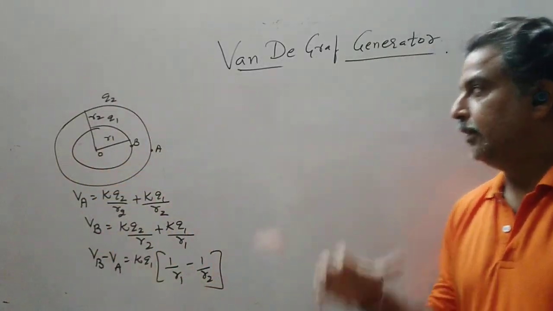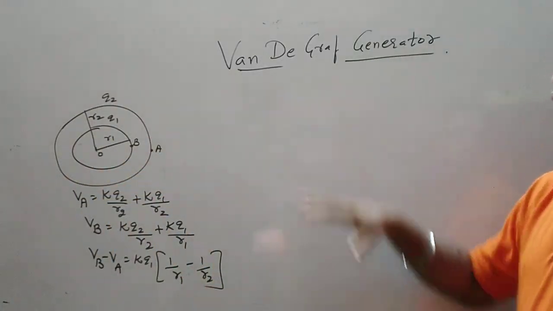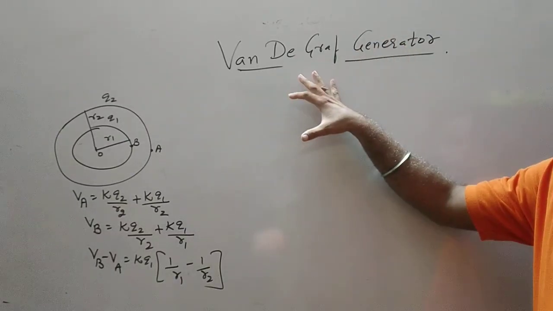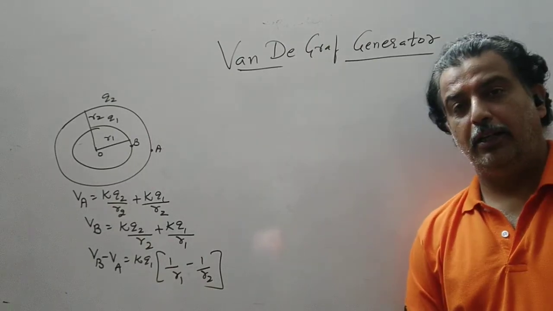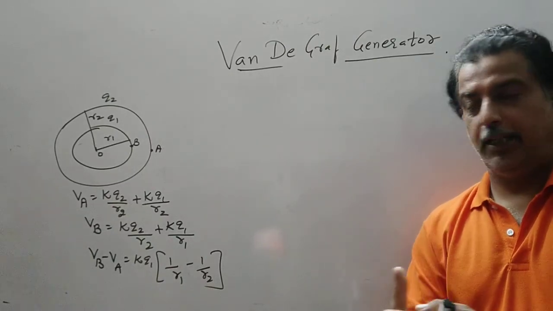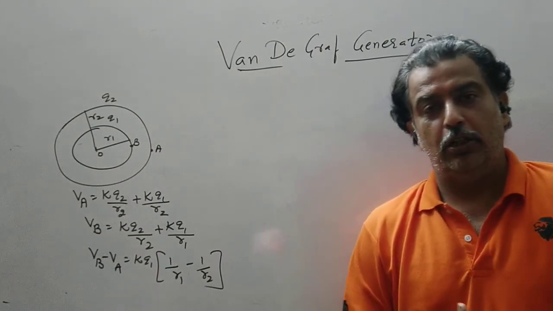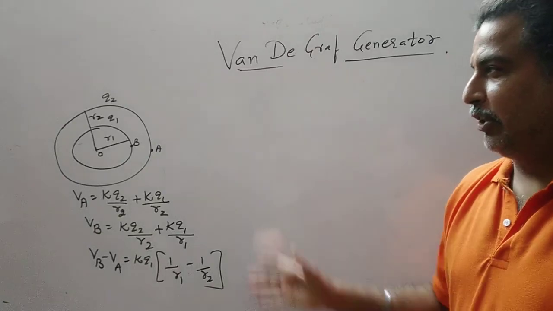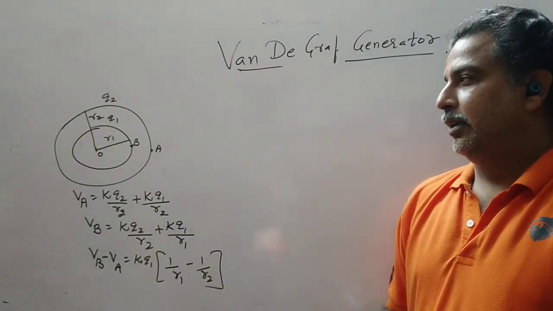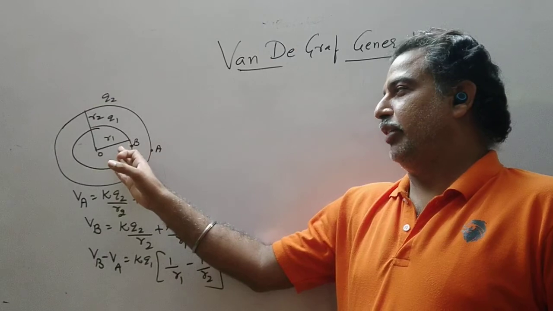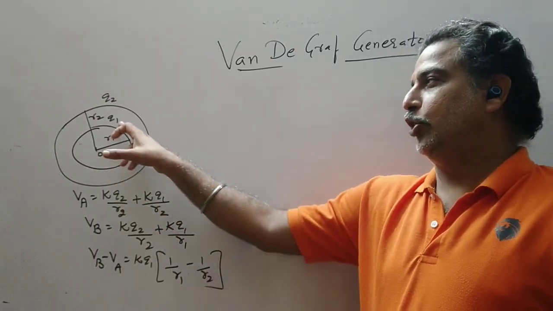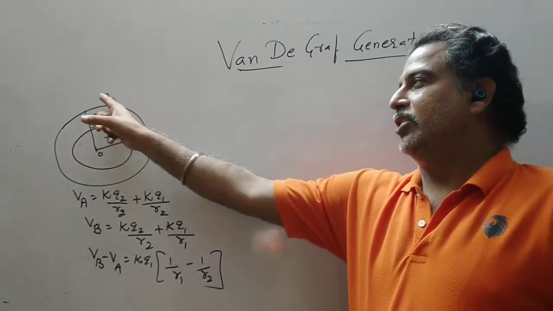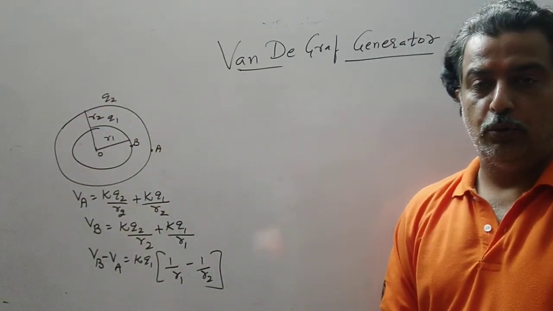Hello students, let us now do the Van de Graaff generator. Now this generator is based on the principle that we have discussed in question number 35 in the exercise. We have two spheres. One is the inner sphere whose radius is r1 and q1 is the charge distributed on it, and the outer shell having charge q2 and the radius r2.